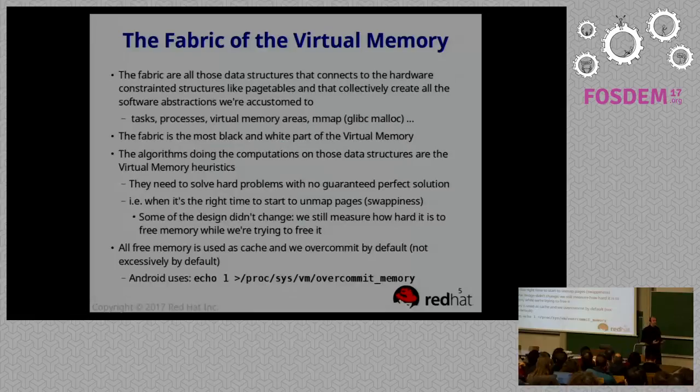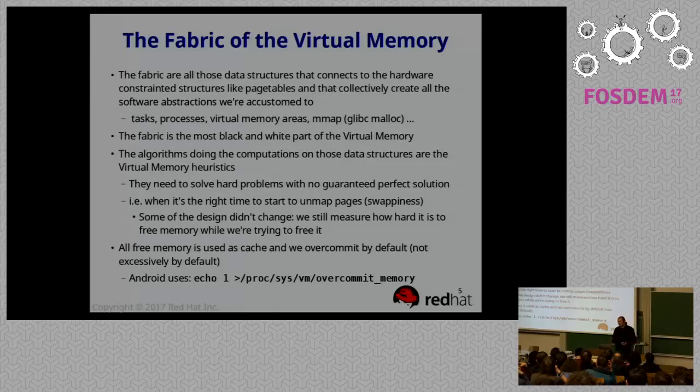To understand the virtual memory subsystem and how it evolved, it's important to understand what they call the fabric of the virtual memory. The fabric is the collection of data structures used by all the kernel algorithms which work on memory management. These abstractions are like tasks, processes, virtual memory areas, also called VMA, and mmap, glibc, and malloc. These things are all based on the fabric. The fabric is also the most black and white part of the virtual memory, so it's easier to show, because the algorithms which compute on the data structures are often heuristics. And heuristics are difficult to explain, and they also need to solve problems which don't have a perfect guaranteed solution.